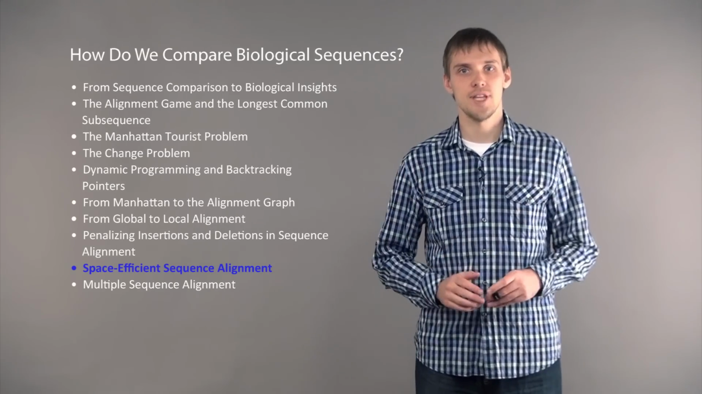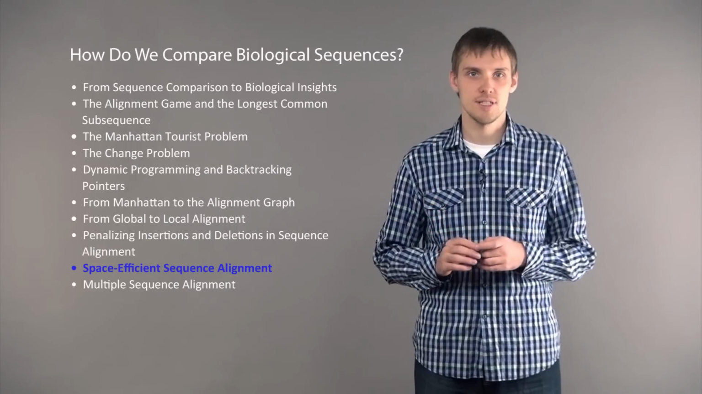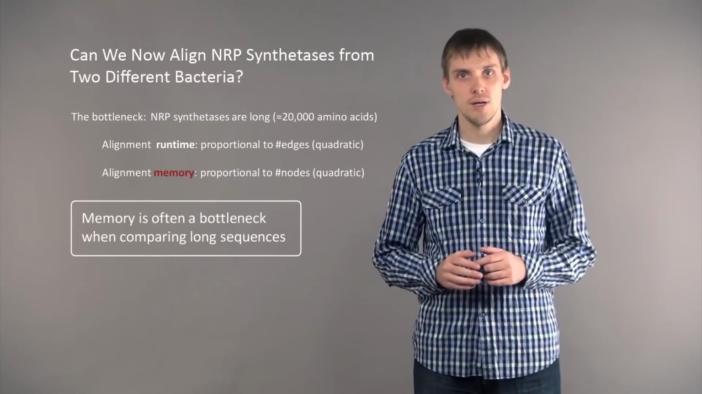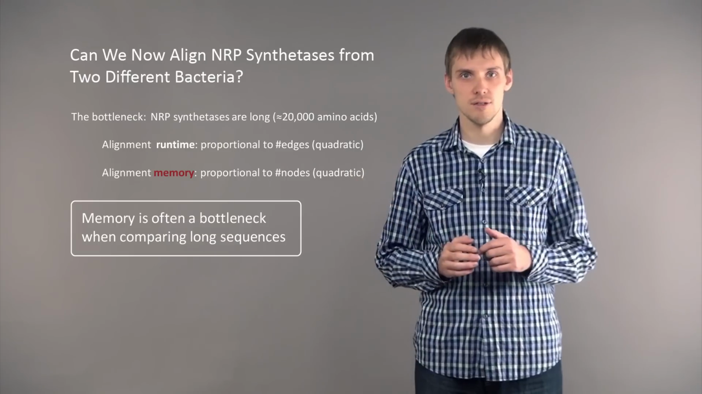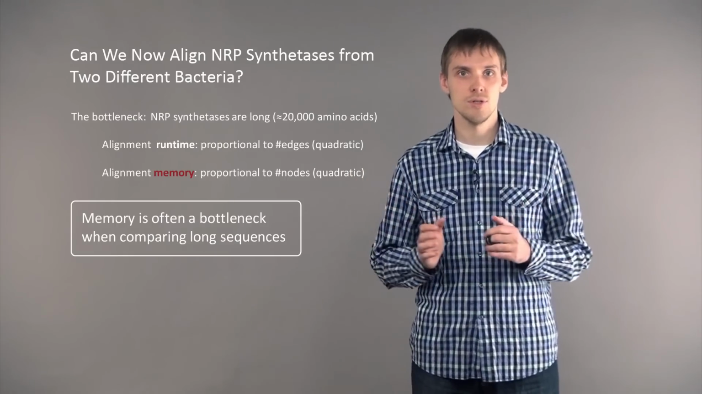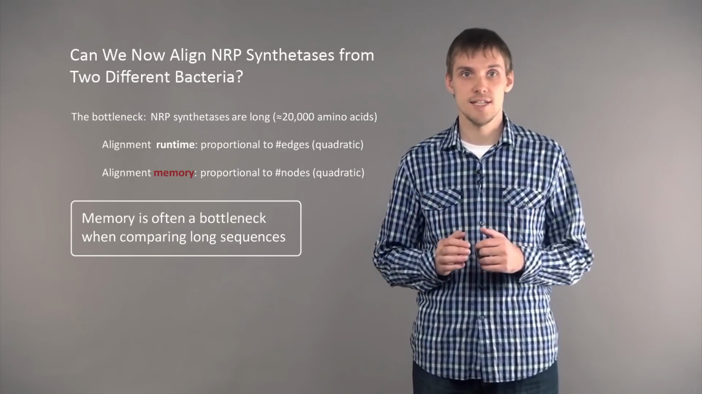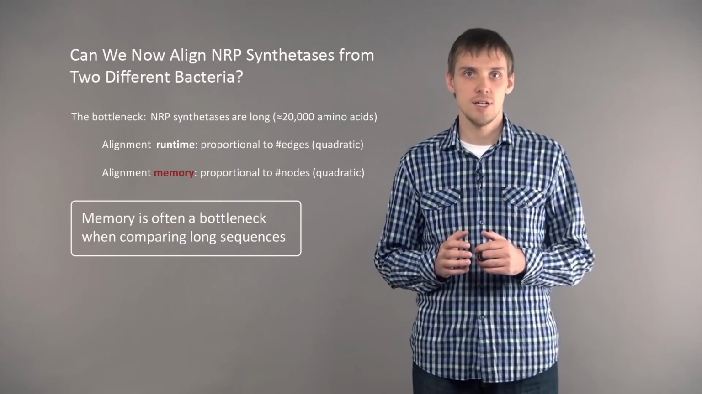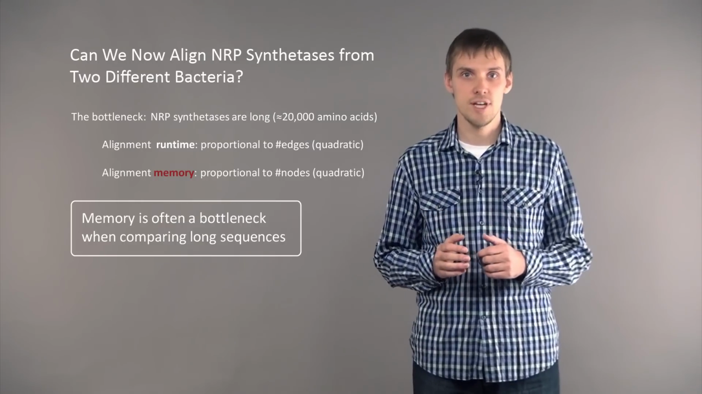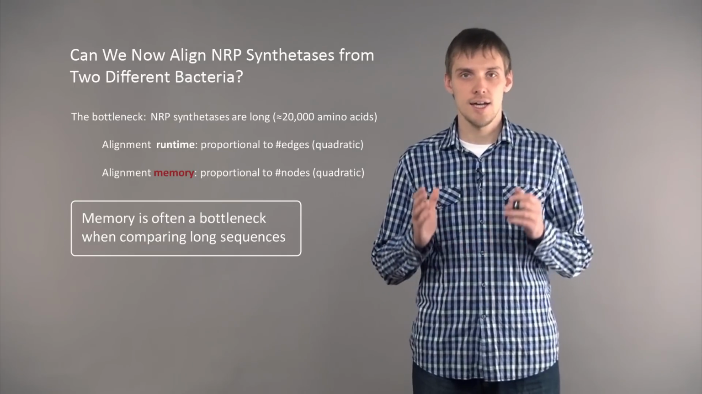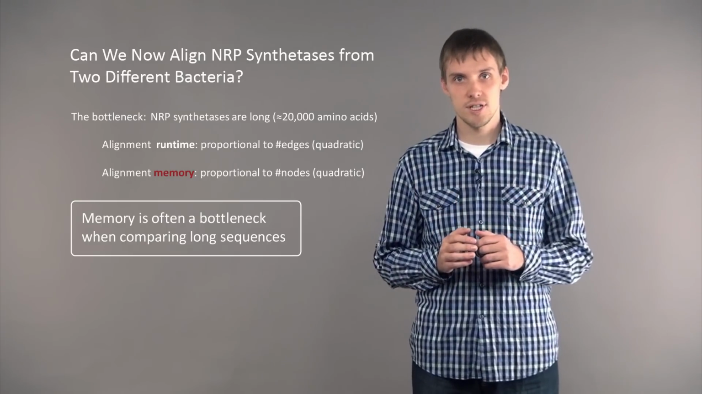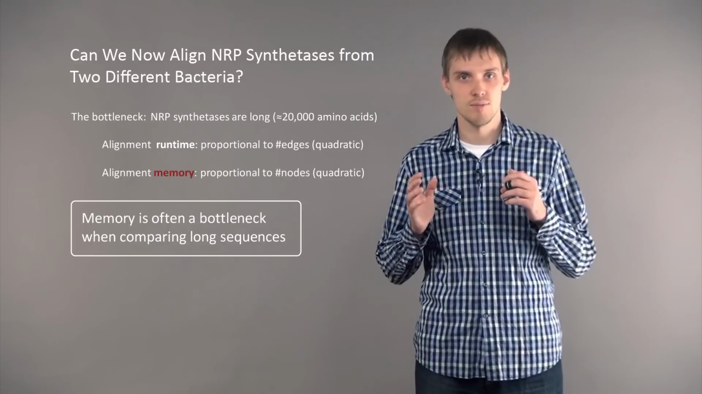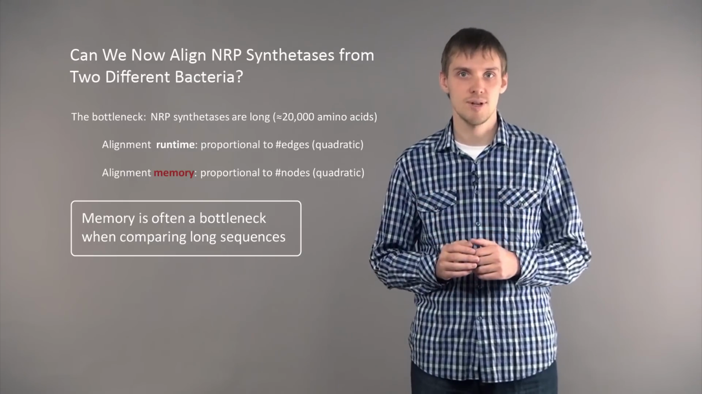So now we will discuss how to implement sequence alignment in a more efficient way. Usually, we compare quite long sequences, up to a few tens of thousands of amino acids. And the runtime of alignment algorithms, as you know, is proportional to the number of edges, which is quadratic, and memory consumption of the alignment algorithm is also proportional to the number of nodes, which is also quadratic.